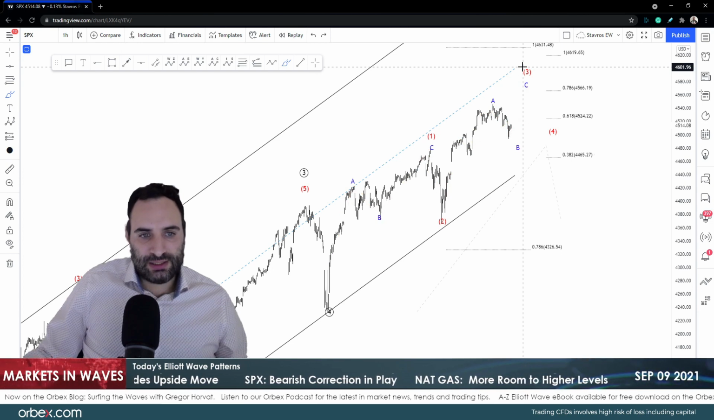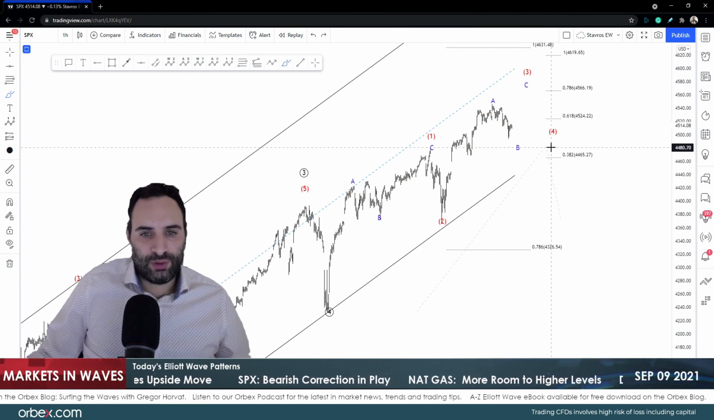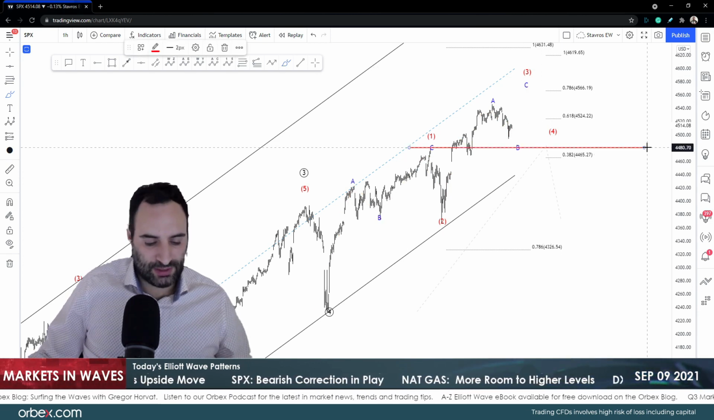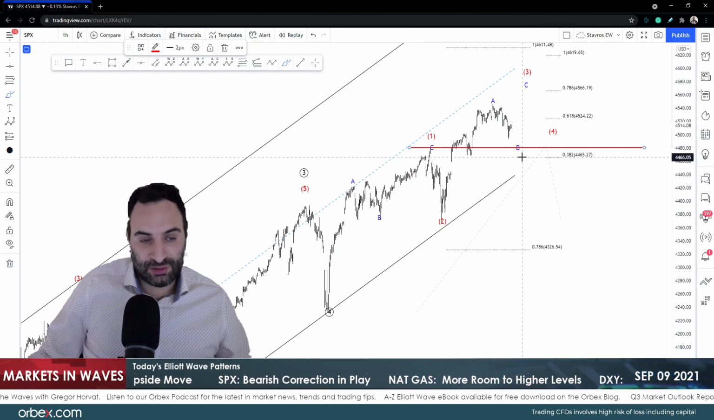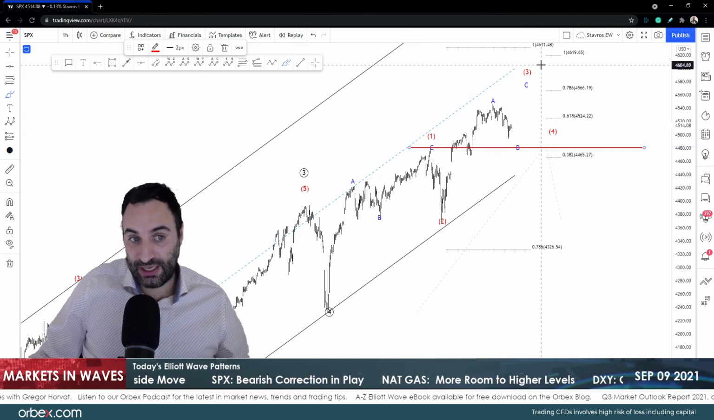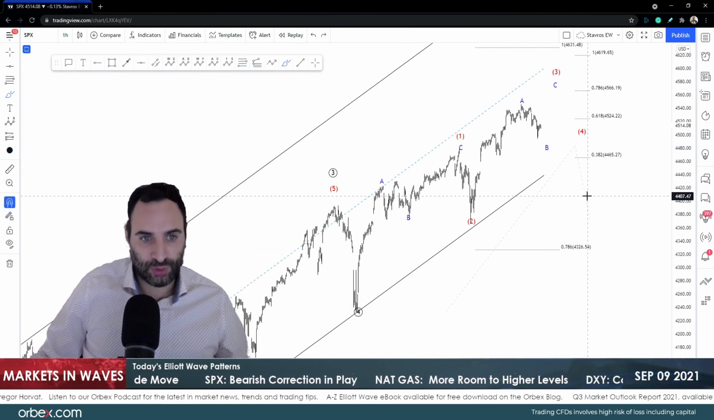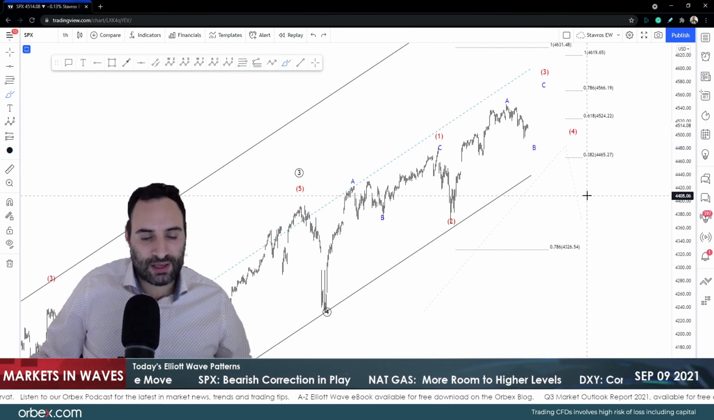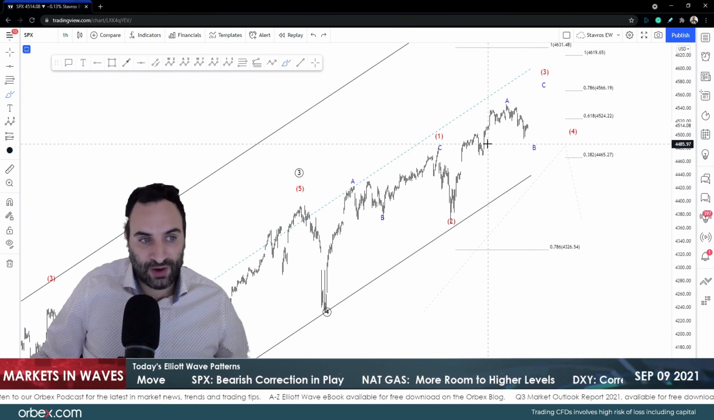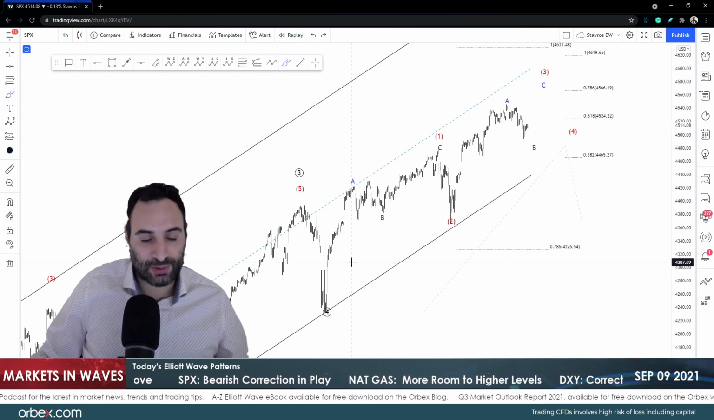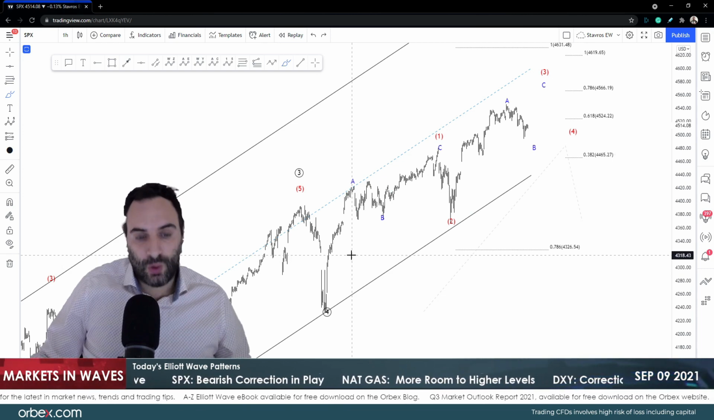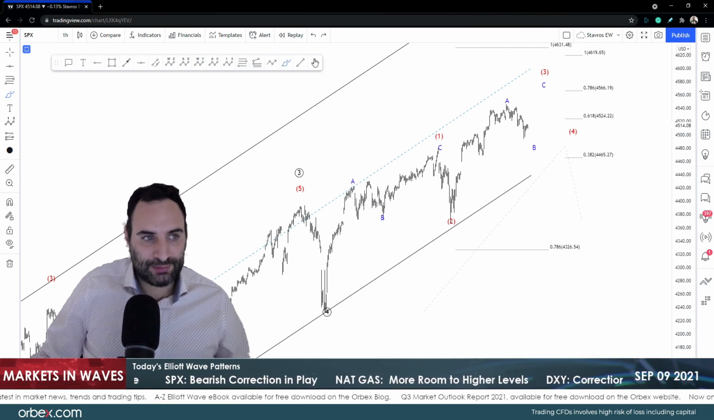This is seen as an ending diagonal. Then we're going to get 4, and 4 needs to get below the 4480. If not, that's just going to be a different structure because we cannot have ABCs in an impulse, right? I assume you know that. So we can have it as a leading diagonal, but we are in wave 5. So a leading diagonal in the 5th means that we're going to see a lot more upside, because that will be the first wave of the 5th as a leading diagonal, right?